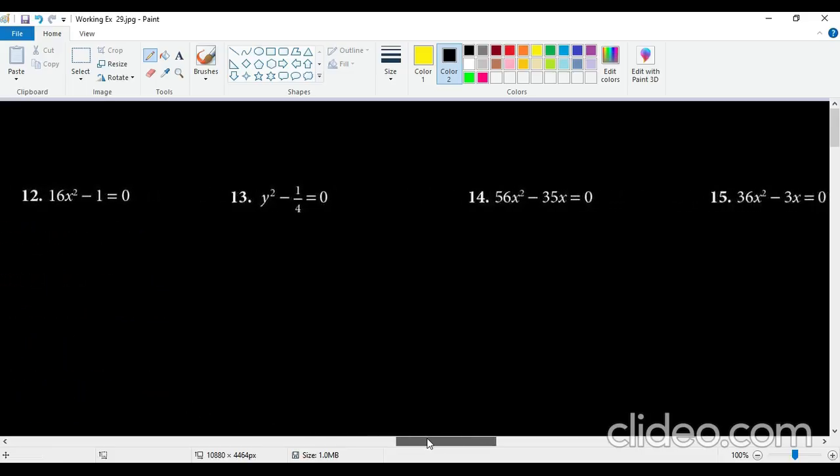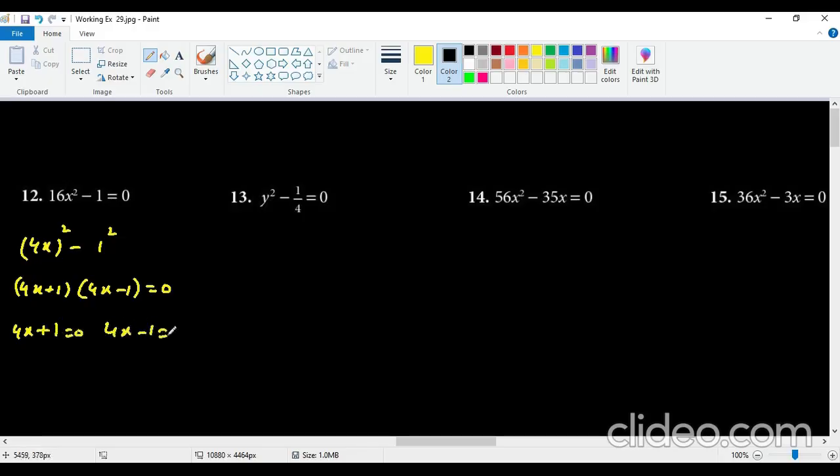When it comes to question number 12, this is also a case of difference of squares. So if I write 4x square minus 1 square, you can see this is a and this is b. So I will write 4x plus 1 and 4x minus 1. In here, 4x plus 1 equals 0 and 4x minus 1 also equals 0. So I can see it is 4x equals negative 1, x equals negative 1 over 4, and 4x equals positive 1, x equals 1 over positive 4.